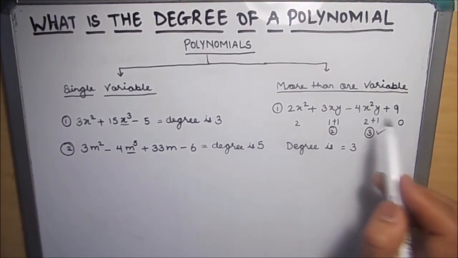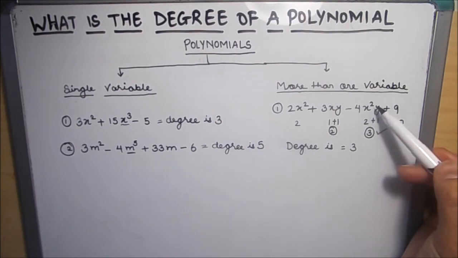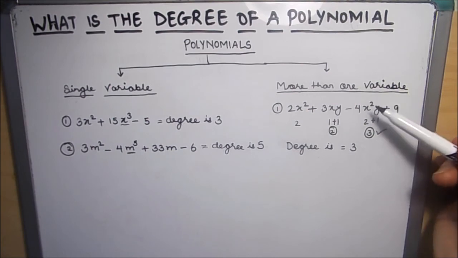So when there is more than one variable, we need to add the indices of the variables to get the index of the single term.